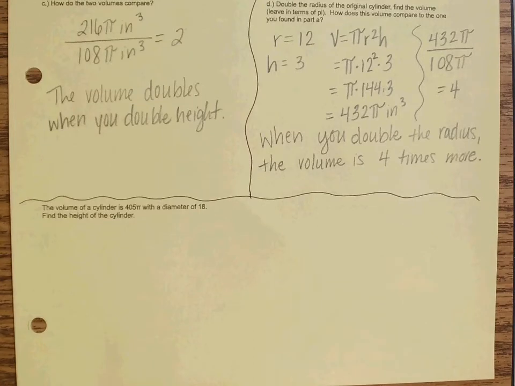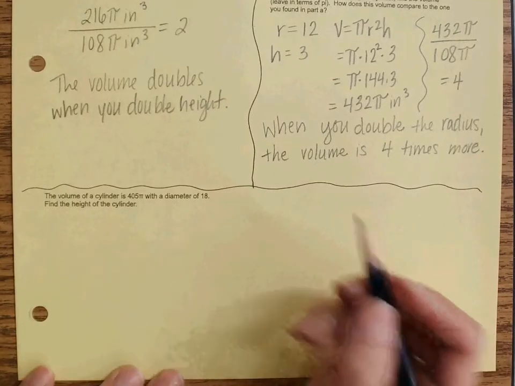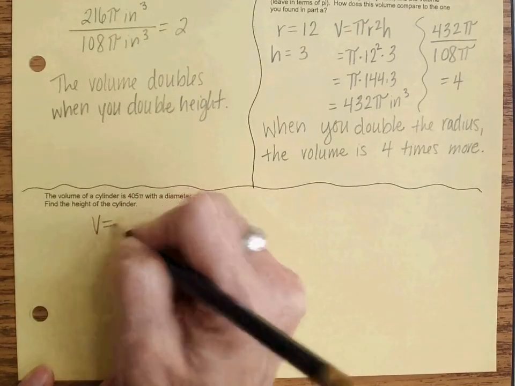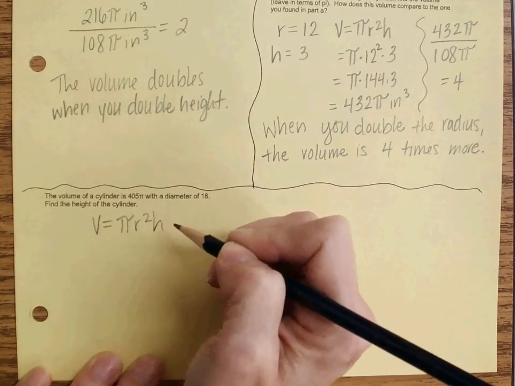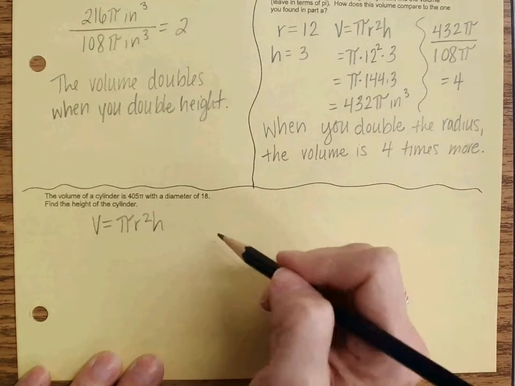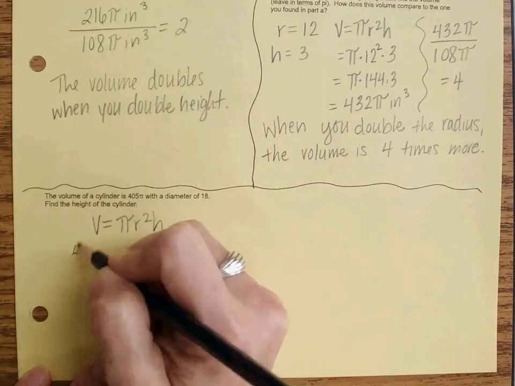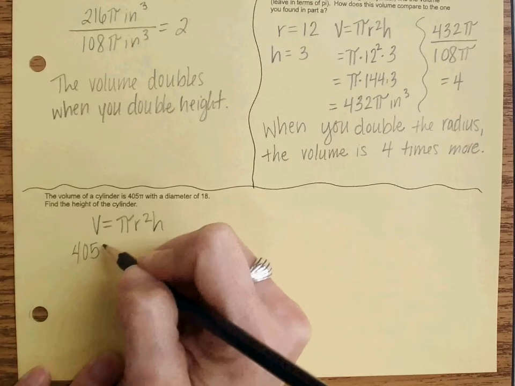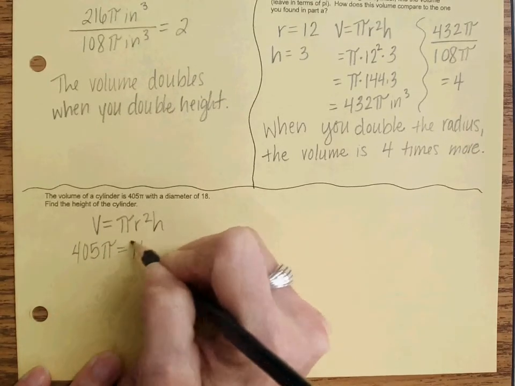Our next problem, the volume of a cylinder is 405 pi with a diameter of 18. Find the height of the cylinder. Okay, so we're going to write down that formula again. Volume of a cylinder, volume equals pi r squared h. Okay, and then we're going to substitute the information that we know. So we know that the volume is 405 pi. So we're going to leave it in terms of pi. We're going to rewrite pi.